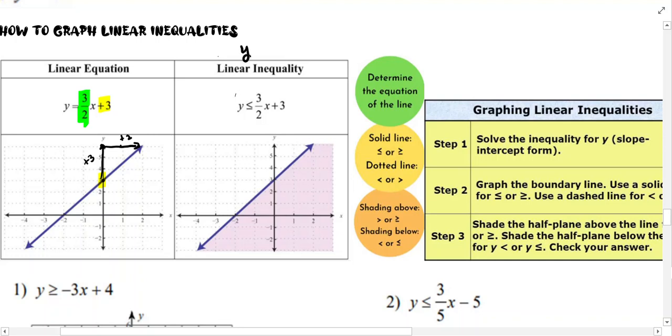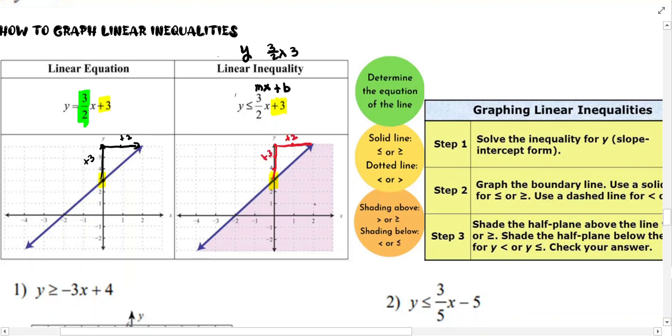Now, a linear inequality is going to be the same thing. It's the same concept. Y, in this case, the inequality, is 3 over 2x plus 3. This is your slope, and this is your y-intercept. So as you can see, 3 is still the y-intercept, and the slope is still rise 3, 1, 2, 3, and then the run is 2. So rise 3, run 2.